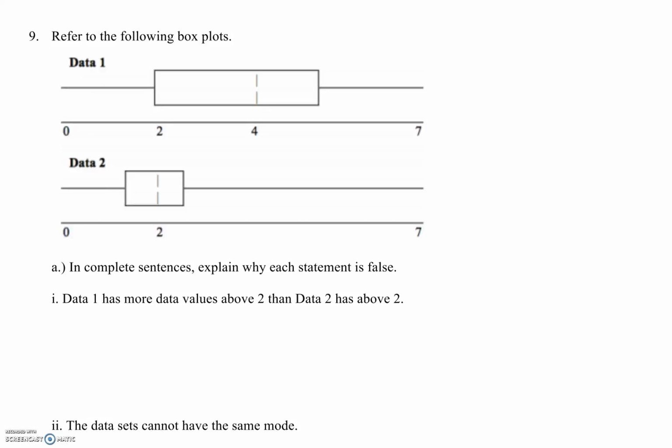So question 9 gives us 2 box plots, one for data 1, one for data 2, and then it asks us to explain why these statements are false. So the first statement says that data 1 has more data values above 2 than data 2 has above 2. So for data 1, they are telling us that there is more stuff above here, above 2, than there is for data 2, which seems true at first, right?